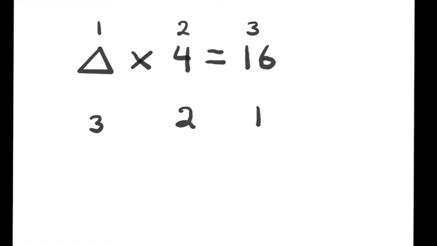All right, in this case, we have an unknown first, so a triangle times 4 is going to equal 16. As always, we will reverse the order for the inverse and change the sign. So now we have 16 divided by 4 equals our unknown quantity, triangle.